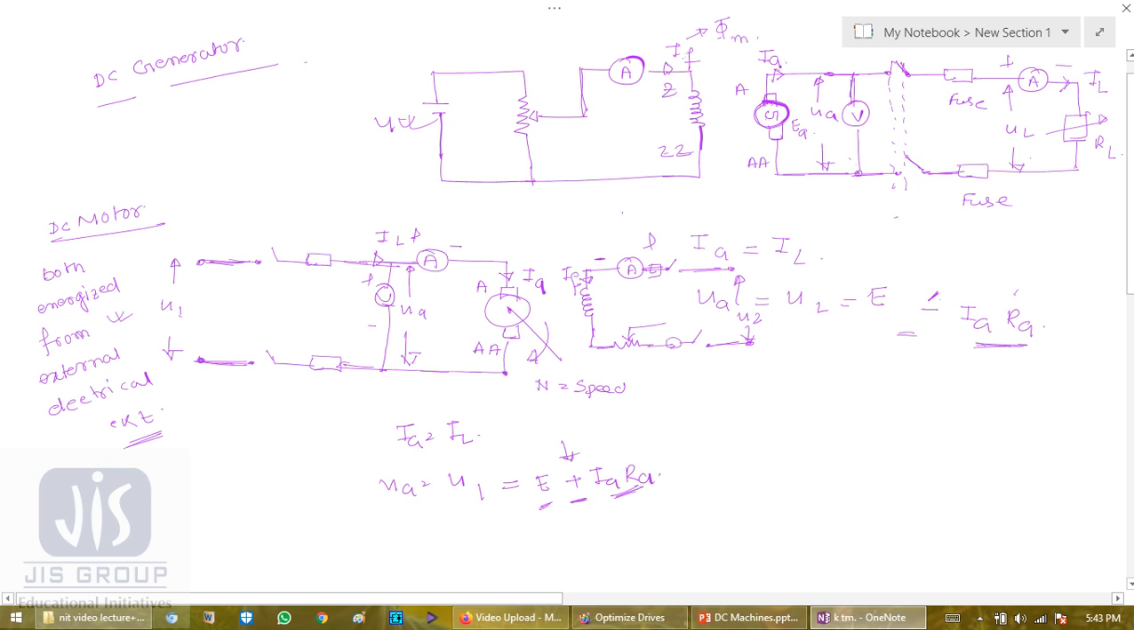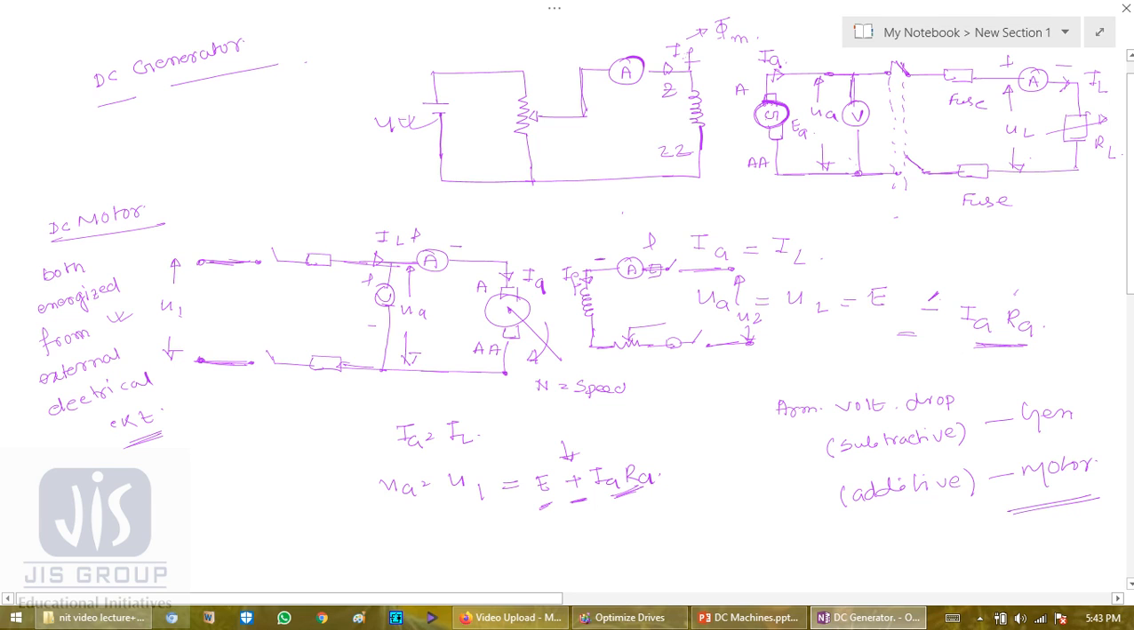For a generator, the armature voltage drop is subtractive, and additive for a motor. Okay, so this is all about the separately excited DC machine, both for generator and motor.